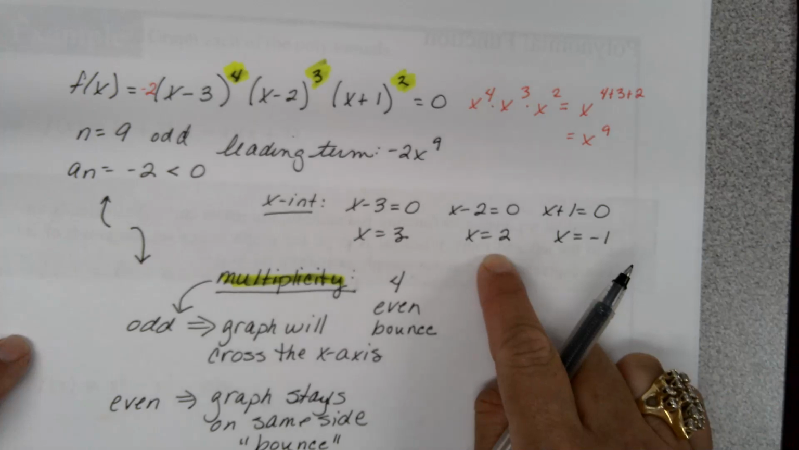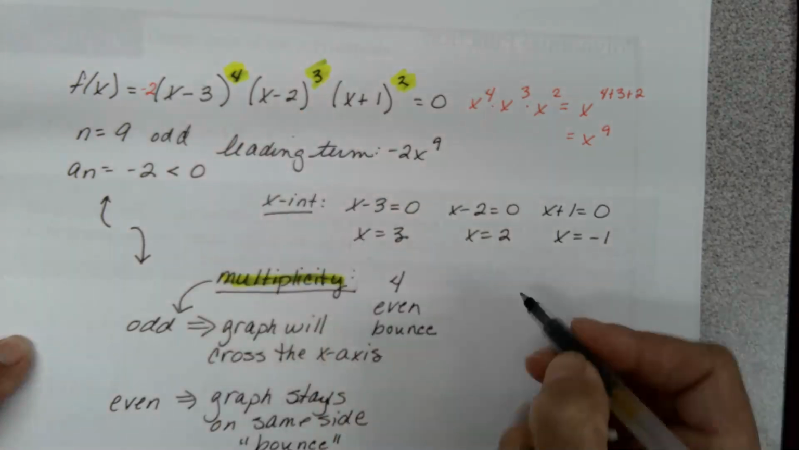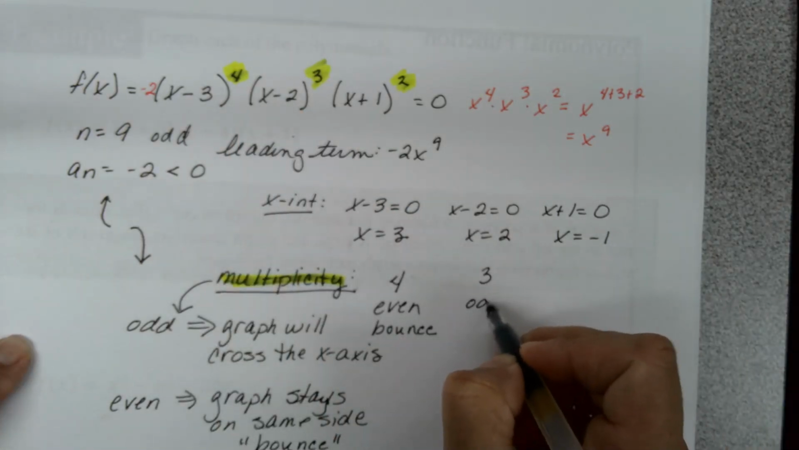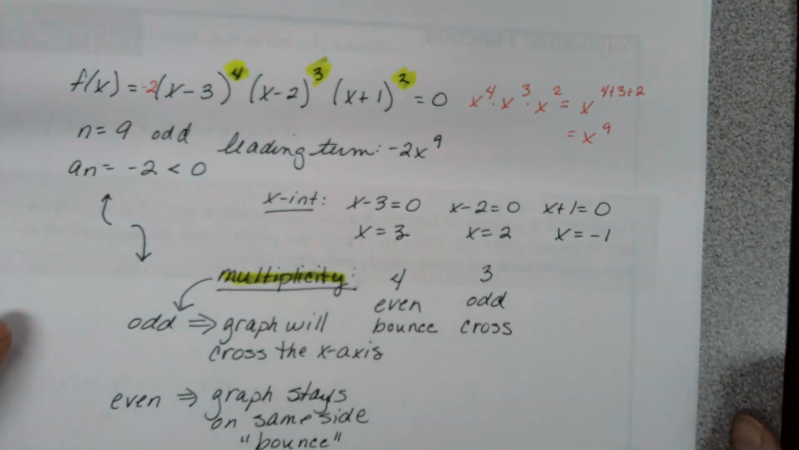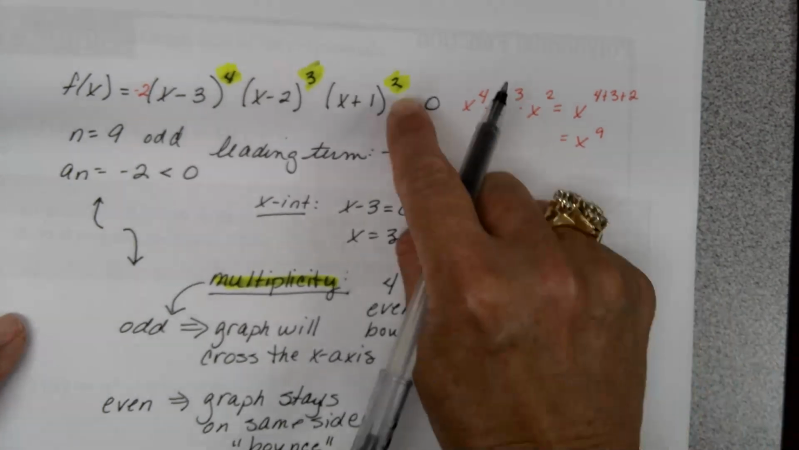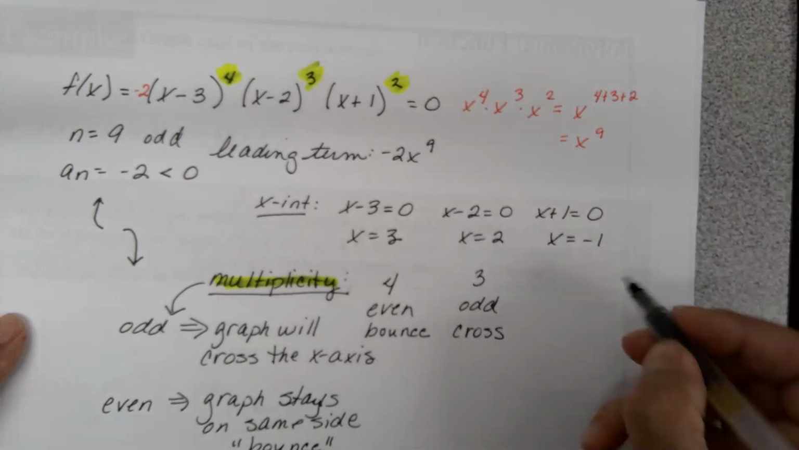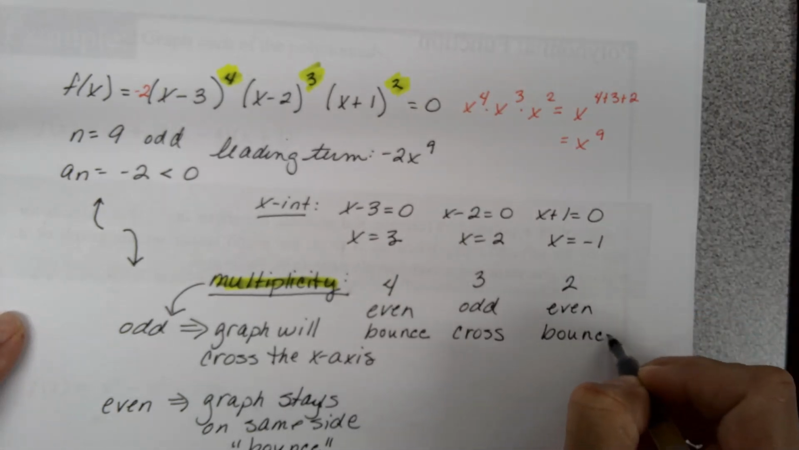What is the multiplicity for x equals 2? It's this 3. It's the power associated with the factor x minus 2. It's 3, which is odd. When the multiplicity is odd, the graph will cross at that x-intercept. Multiplicity on negative 1 is this 2, back to even, which is another bounce.